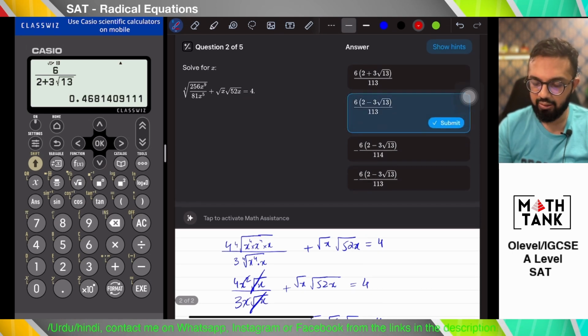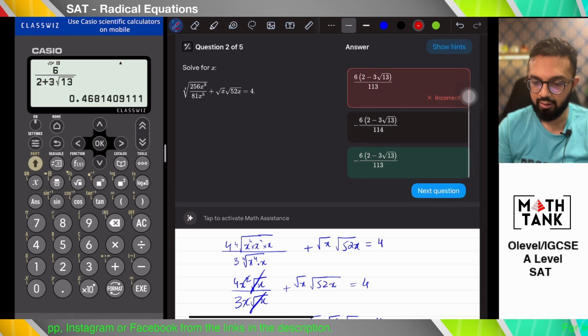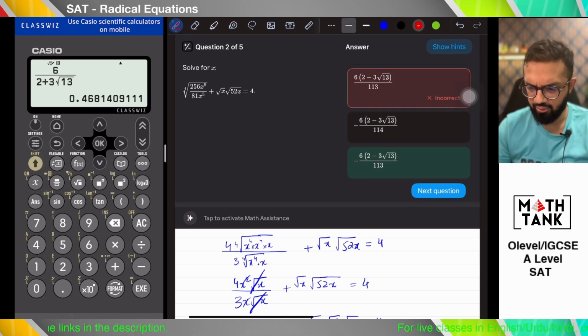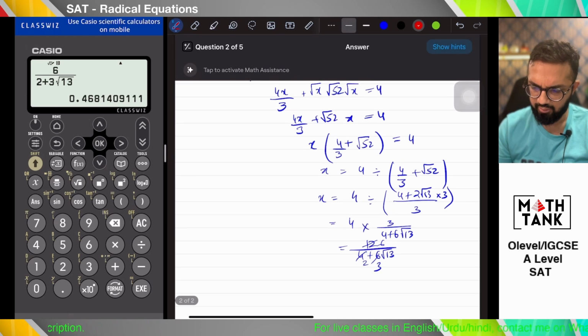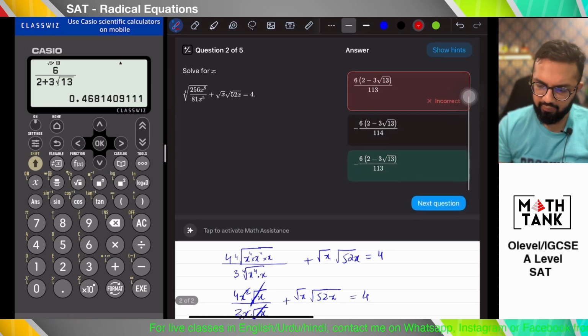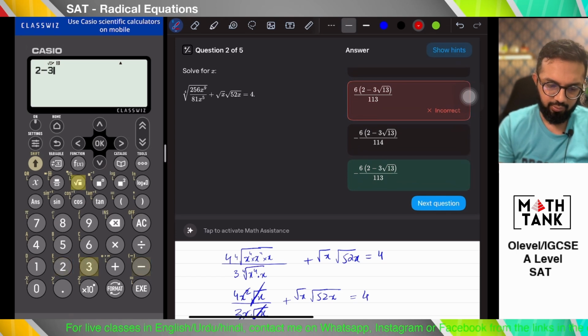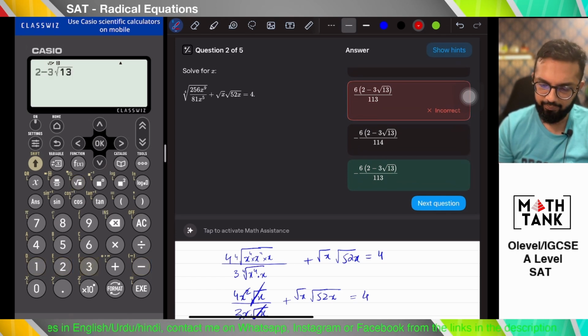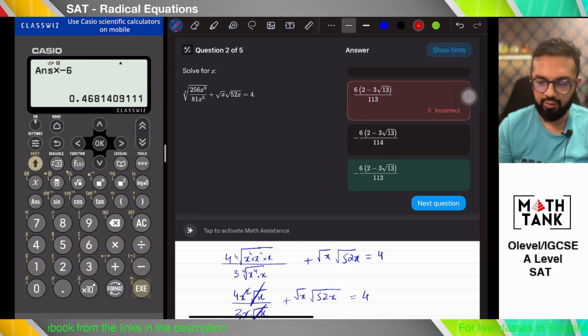I think the answer should be this. You can check with decimals. No, I got that incorrect. Okay. The answer should be that. I'm not sure why though. Let's see if that gives, but won't that give me a negative number? 13 divided by 113 multiplied by -6. Okay, so that's the correct answer.